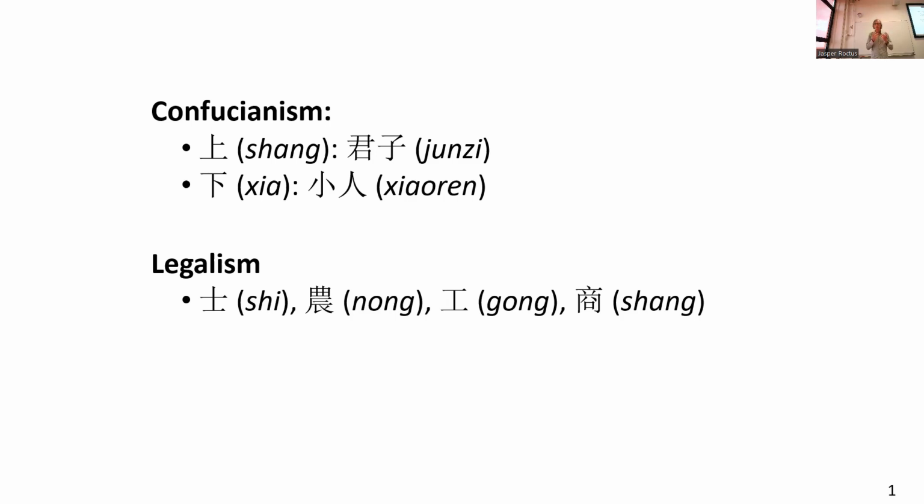In the legalist philosophy, we have a more strict division between four social groups of people. We have the Shi, which basically is similar to the Junzi, so that means the functionaries of society. We have the Nong, these are the farmers. We have the Gong, the craftsmen, and we have the Shang, these are the merchants.